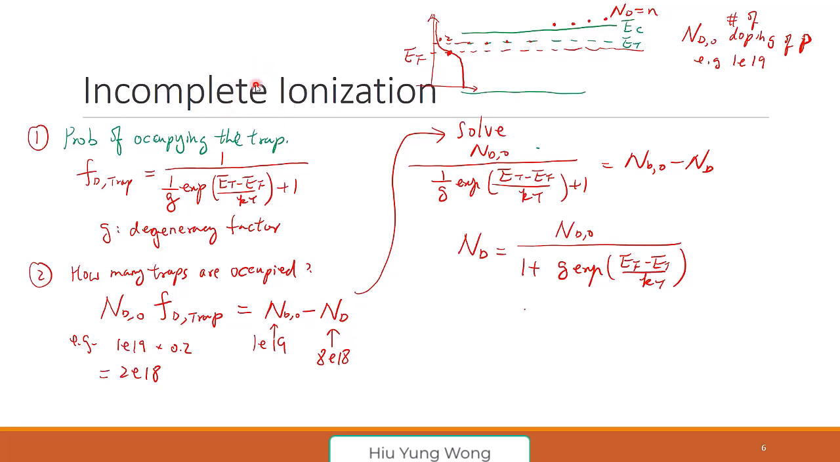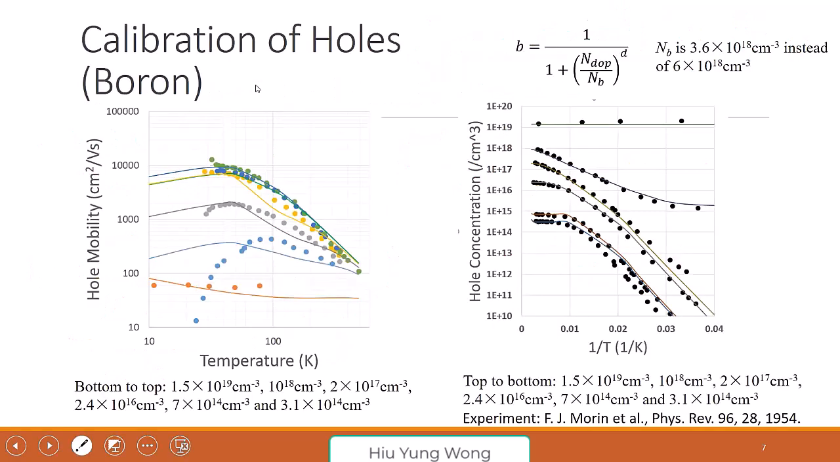Incomplete ionization is important in two aspects. One is wide bandgap material, like silicon carbide, which we're going to discuss later. Another is when you go to low temperature, even for silicon. Now, I want to show you only this part, hole concentration. We have different concentrations. For example, the bottom one stops with 3E14, and maybe this one stops with 1E18. This is 1 over T. Here is about 300 Kelvin, meaning room temperature. At room temperature, the hole concentration is almost the same as what we put in.